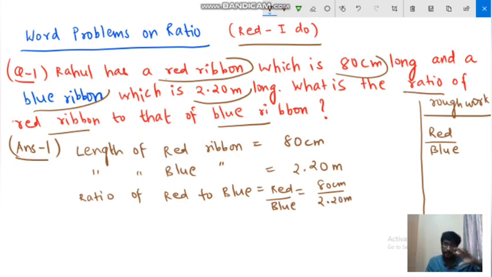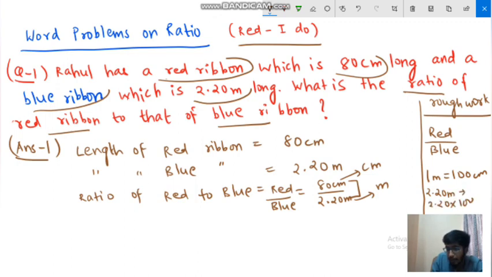But in the last slide, I already told you that you can't compare two quantities until and unless they have the same unit. Here the units are not same. This is centimeter and this is meter. So you need to convert meter into centimeter, and the fact is that 1 meter is equal to 100 centimeter. So how much would this be? 2.20 meter would be 2.20 into 100, that is 220 centimeter.